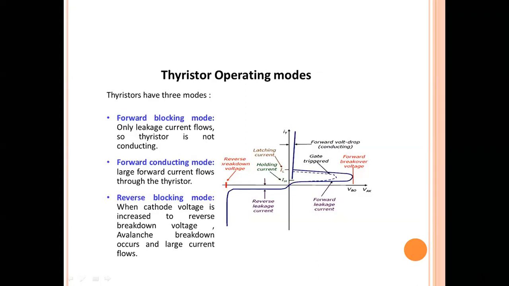Okay. So for making the device be in the conducting mode, by making this gate terminal positive, junction J2 is forward biased and the device is in the conducting mode. Okay. So majorly you are going to have three modes: the forward blocking mode, the forward conducting mode, and the reverse blocking mode.